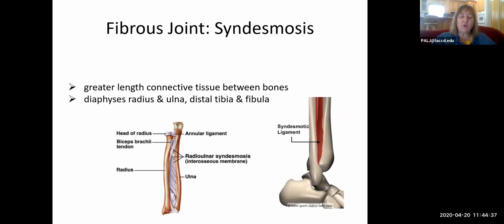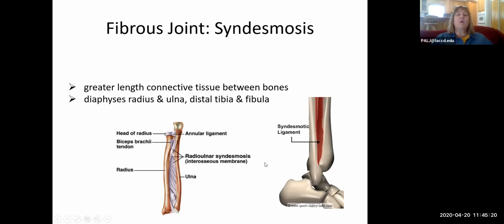So the second type of fibrous joint, and there's only two types, is called a syndesmosis. And what happens here is we still have fibrous connective tissue, but instead of being super, super short like this, it can be 1 centimeter or even a little bit longer. And so we have two places in the body where we have a syndesmosis. The first one is between the diaphysis of the radius and the diaphysis of the ulna. And that actually is what is going to allow us to do the pronating and the supinating of the forearm. And the other place we have a syndesmosis is in the distal part of the tibia and fibula.